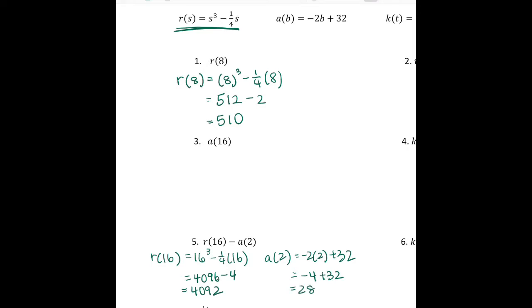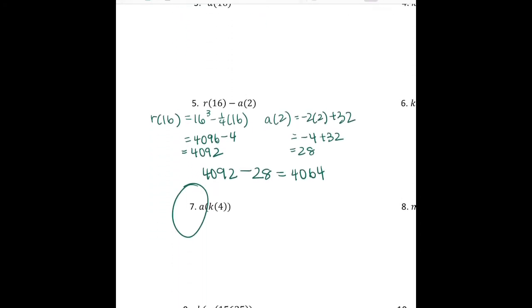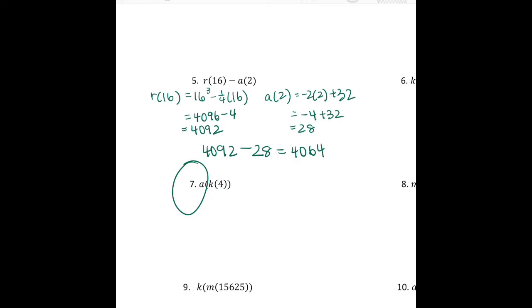So you're just going to do 4092, because that's R of 16, minus 28, which is A of 2, which is going to give you 4064. So that's how you would do a problem like that.